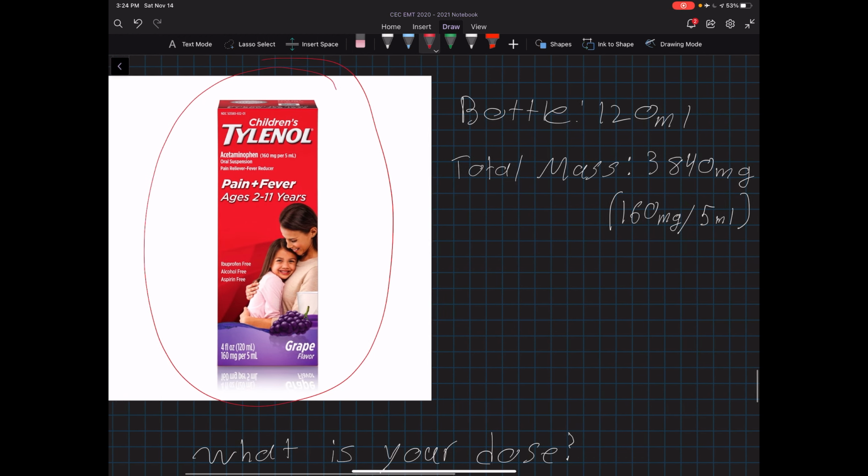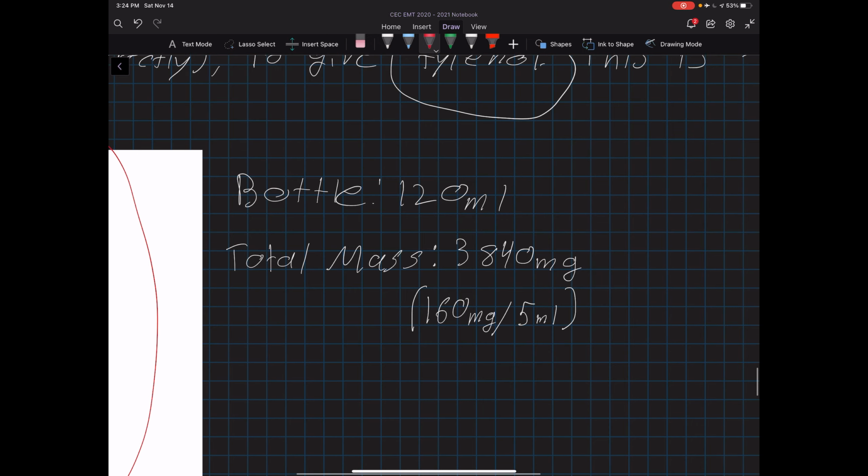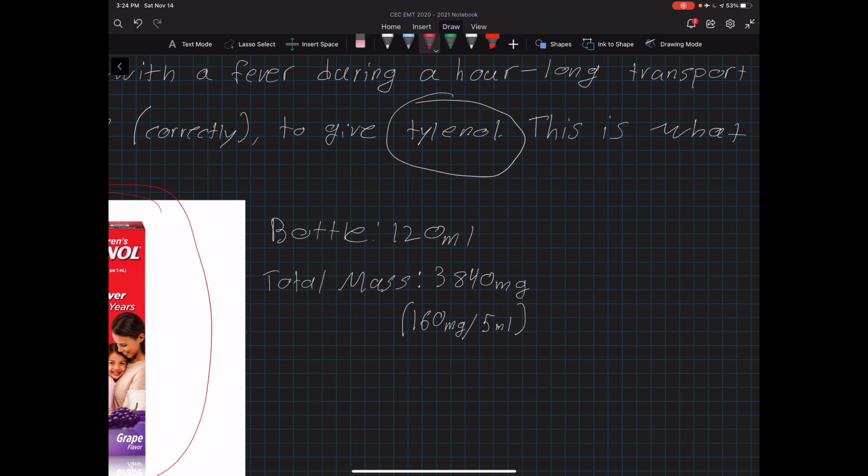What we know from this is that the bottle is 120 ml or 4 fluid ounces. That's right here. Okay. And then it gives us a concentration, 160 milligrams per 5 ml. So I did a few things over here. Number one, we wrote down our bottle. Our bottle volume is 120 milliliters.